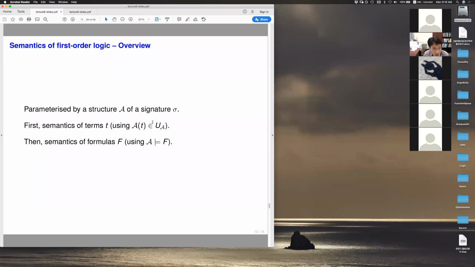Whenever you see a sign like this, it often talks about some fact on a proof system. If you see F and G, it means we can derive G from F using rules in a proof system. But this other sign talks about semantics. It means that according to the semantics, F implies G.